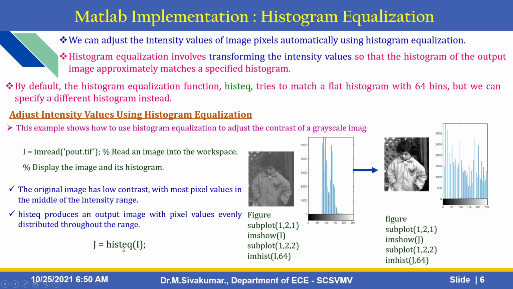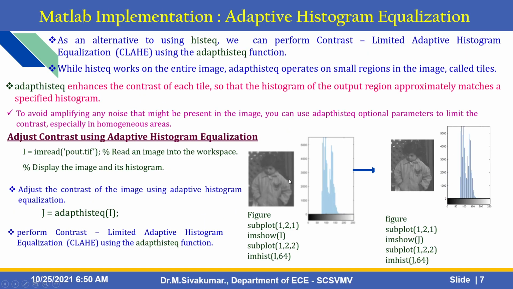This is the function J equal to histeq of I, where I is the input image. This histeq command produces an output image with pixel values evenly distributed throughout the image. That is, you can see the image using this histogram equalization function of MATLAB, and clearly you can understand the concept. Then, how to implement adaptive histogram equalization in MATLAB using a simple function.